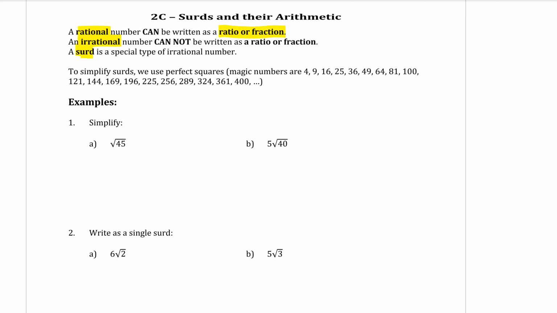Now, to simplify surds, you must always use your perfect square numbers. And as a reminder, it says here, those magic numbers are 4, 9, 16, 25, 36, 49. So it's 2 times 2 is 4. 3 times 3 is 9. They're all your squared numbers. 4 times 4 is 16.